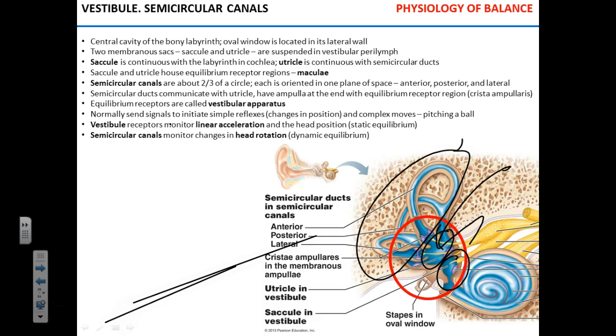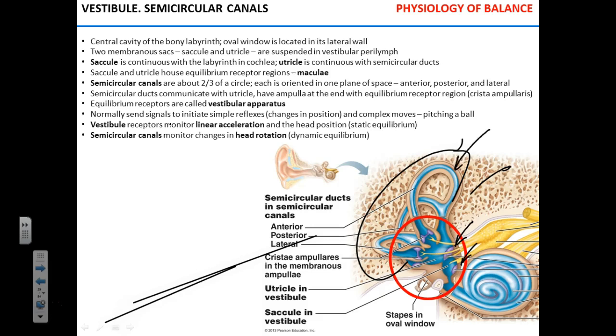The sensory receptors in the saccule and utricle are called macula. You can see them here. They are immediately responsible for sensing the movements.